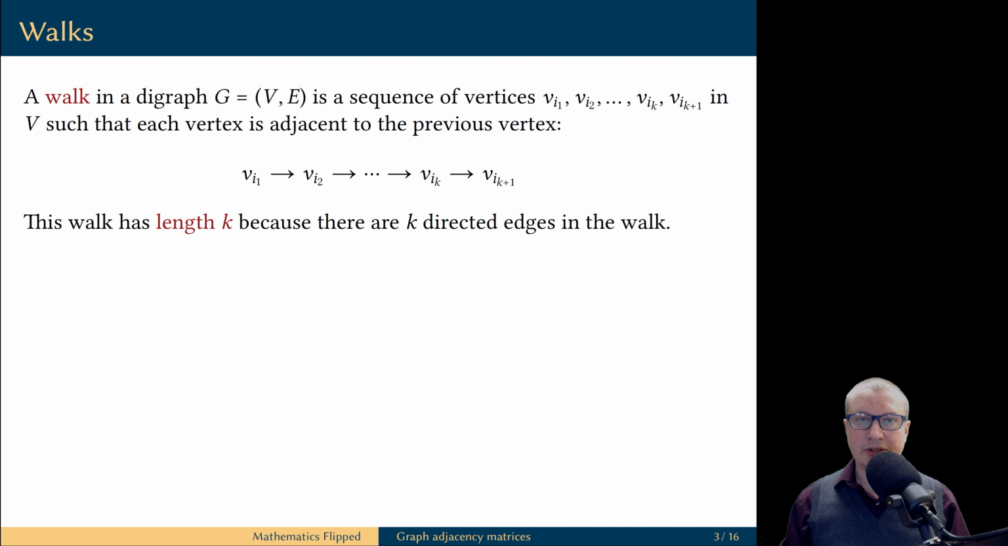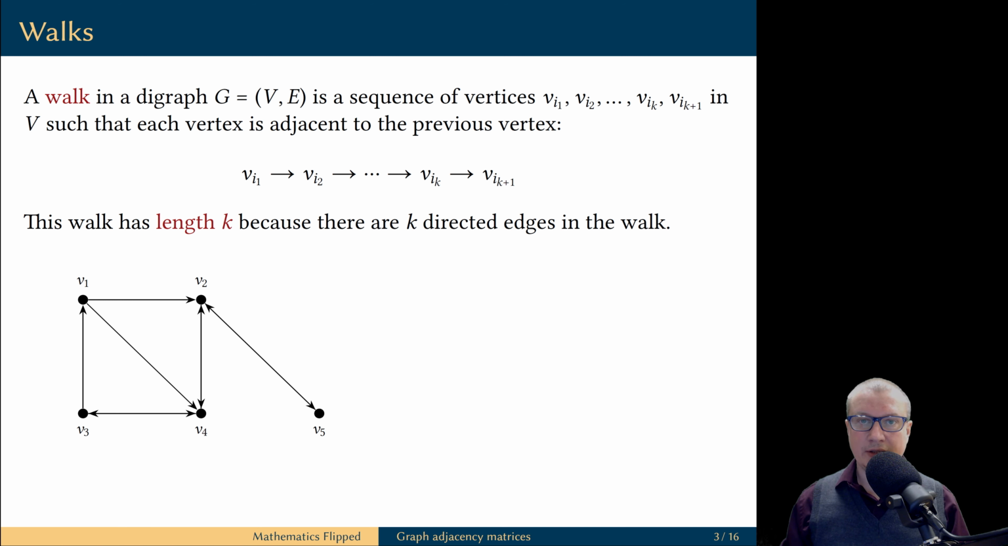A walk in a digraph is a sequence of vertices which has the following property. Each vertex in this sequence is adjacent to the previous vertex. In other words, you can walk along the directed edges and traverse this sequence of vertices in the graph. The length of a walk is the number of directed edges in this walk. Let's look at an example.